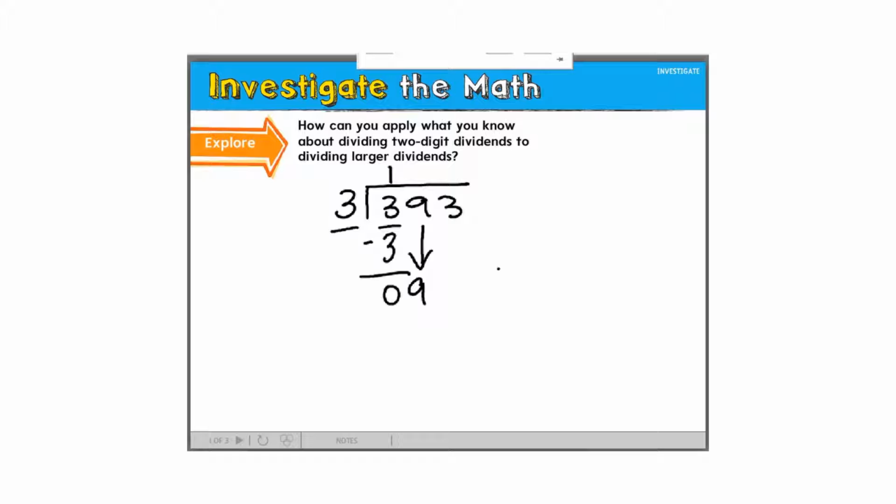Some people got a little confused at this point and said, I don't know what to do next. All you do is repeat the steps again. So I'm going to divide again. 3 this time into 9. 3 fits into 9 3 times. And now that I'm working in the tens place, my answer goes on top of the tens place.